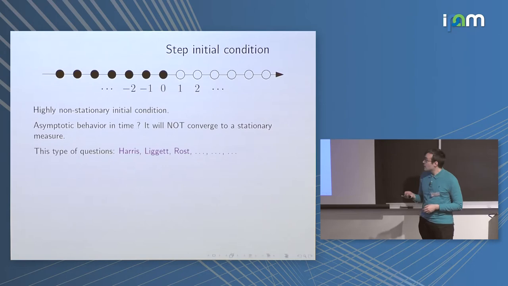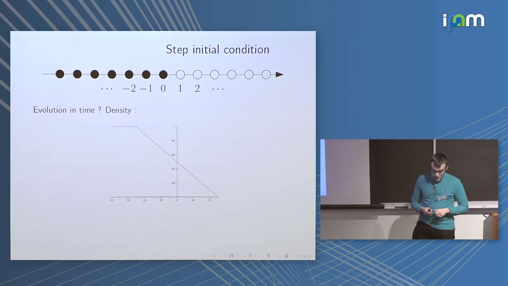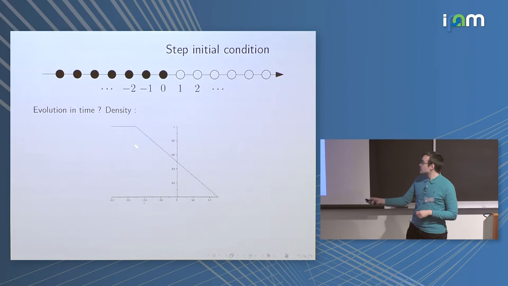If we want to describe the density of particles, which is the probability to find a particle at a certain position, what we will see is that there will be a region far to the right where the density is zero. There will be a region far to the left where the density is one. So somehow the dynamics doesn't live there. And then in between, the density will be linear.